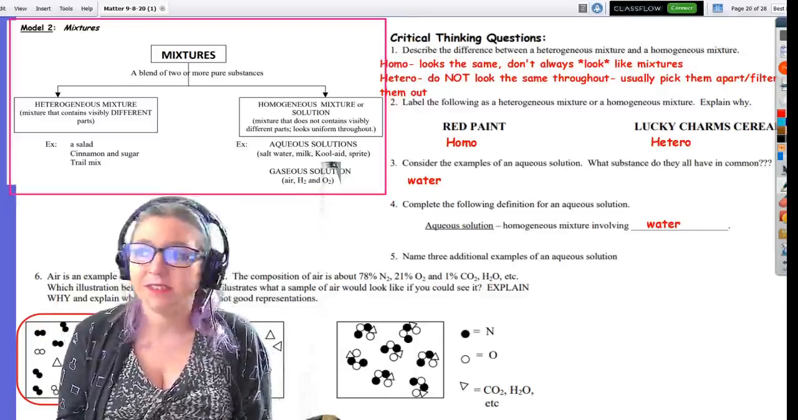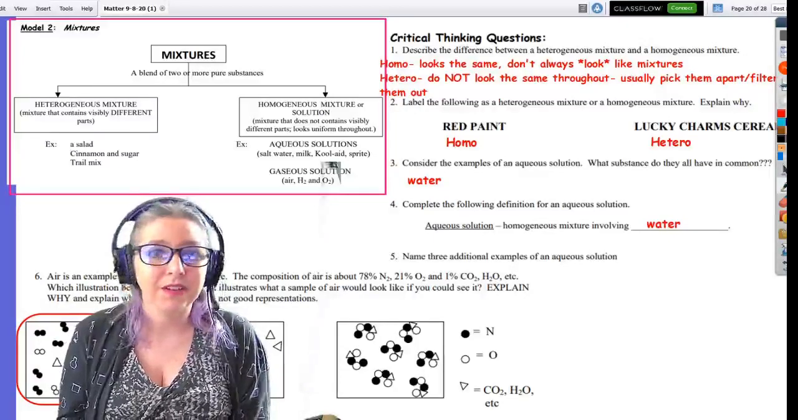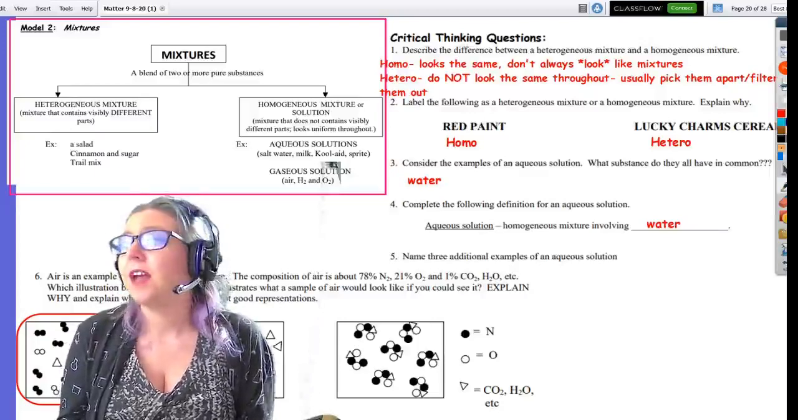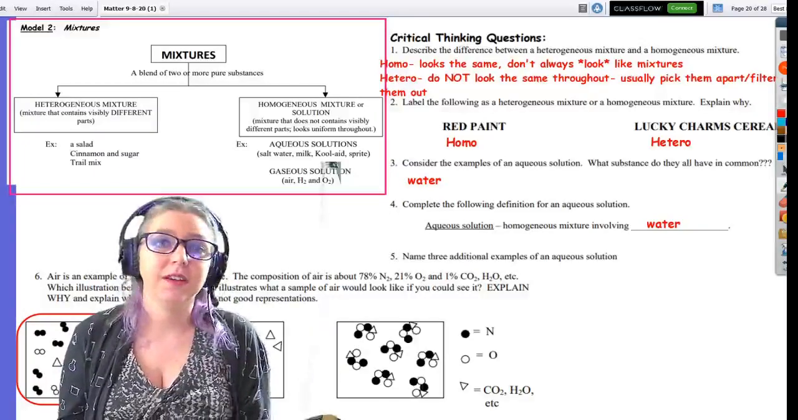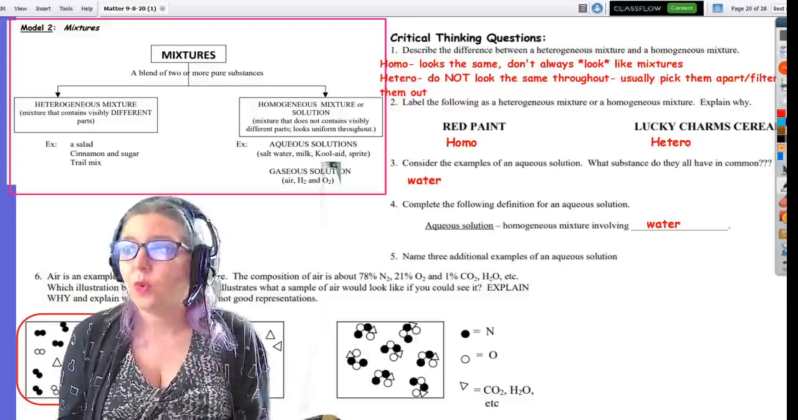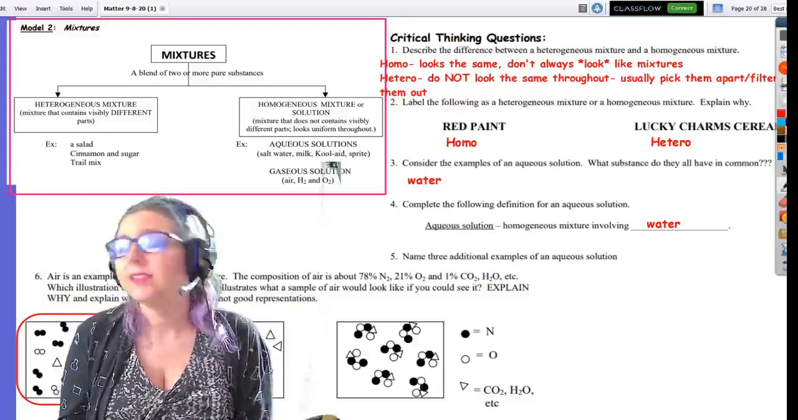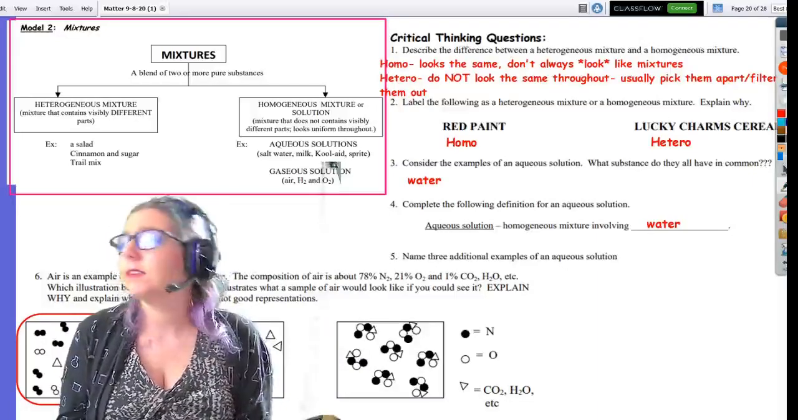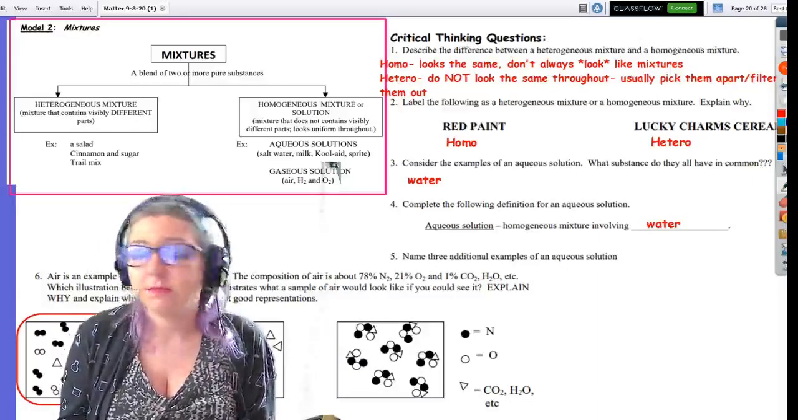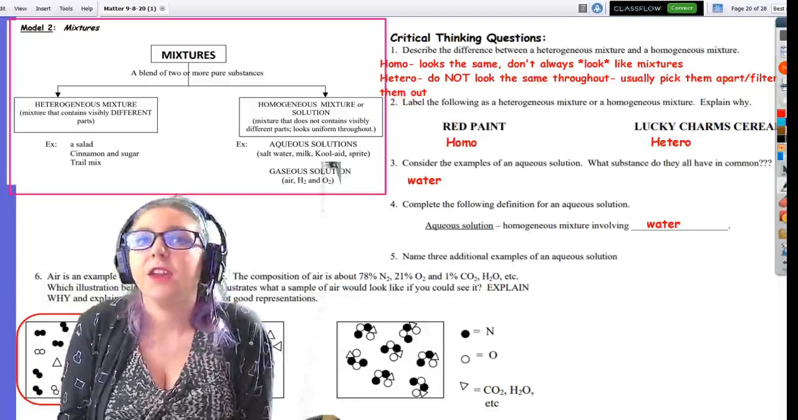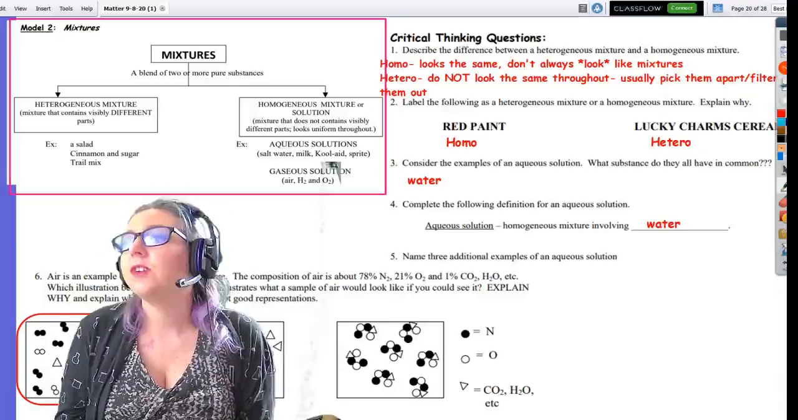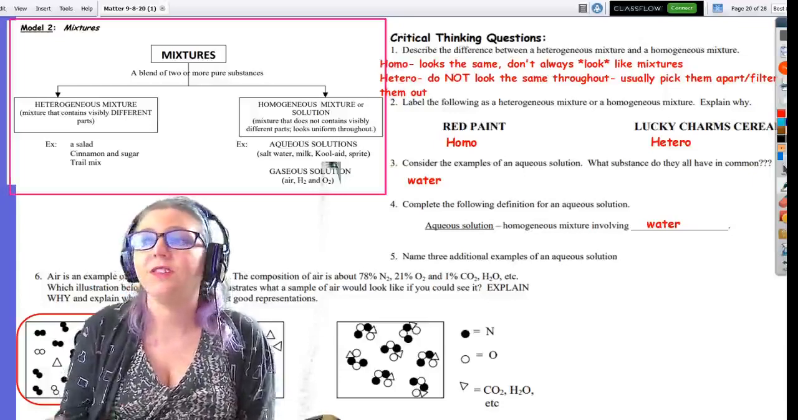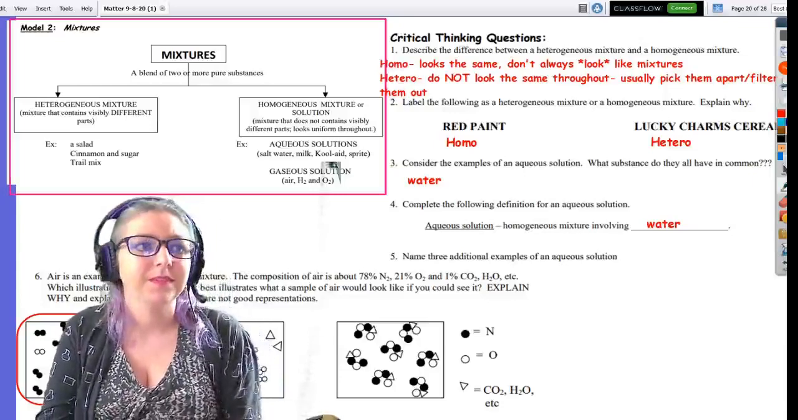Love those Latin root words. Aqueous, aqua means water. If you speak Spanish, or if you've been learning Spanish, agua is water in Spanish. Agua comes from aqua. A lot of different languages have the same roots. So aqueous, aquaman, aquarium, aquifer, it all relates to water. So an aqueous solution is a homogeneous mixture that involves water.